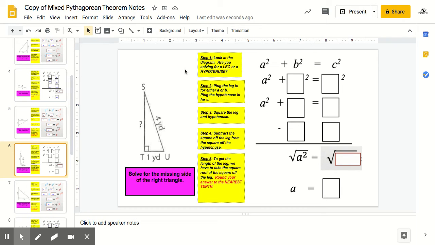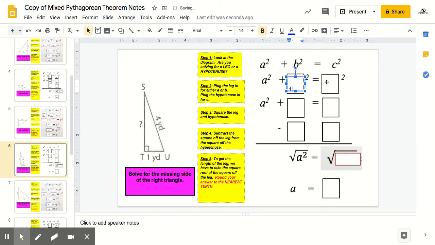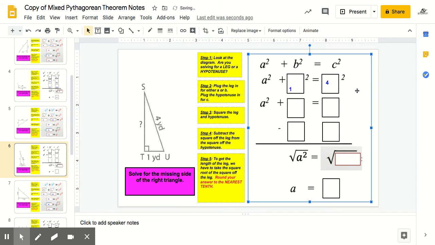Okay, we'll do one more. If I look at this diagram, I notice that I gave you the hypotenuse because I gave you the side that is opposite of the right angle. So that must mean that I am missing a leg, so I need to solve for a leg. So I'm going to be plugging in a leg and the hypotenuse into my Pythagorean theorem. Again, guys, you need to know which one is which. So your leg is equal to 1 and your hypotenuse is equal to 4.